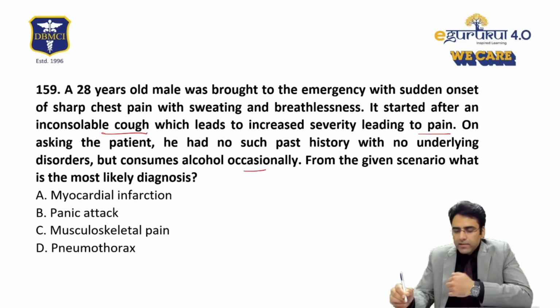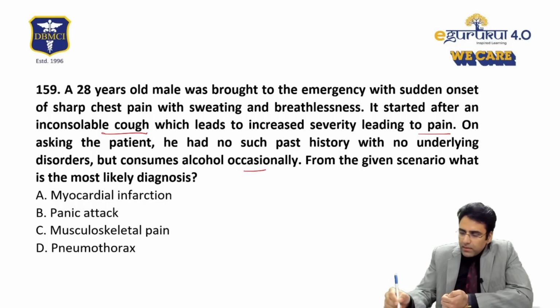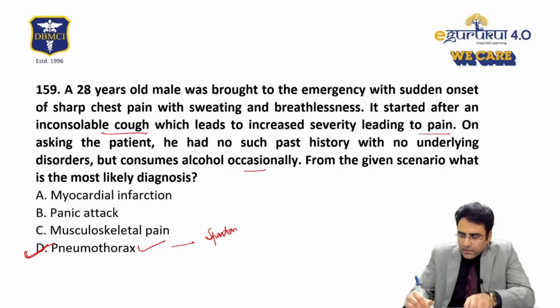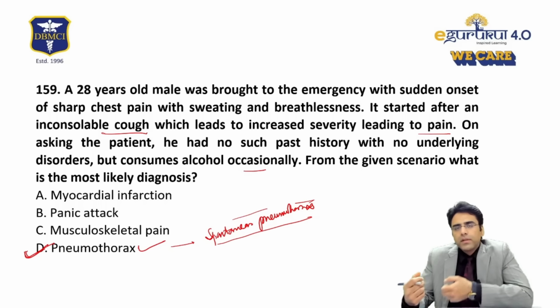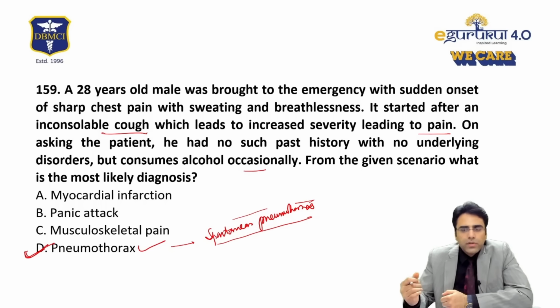So this patient has sudden onset chest pain, there is sweating, breathlessness, and it started after cough. And there is increased severity of the pain. So it goes towards the diagnosis of what? Pneumothorax. It is spontaneous pneumothorax. This spontaneous pneumothorax usually occurs in young patients. There may be a bleb in the pleura which has ruptured, and this can lead to pneumothorax.